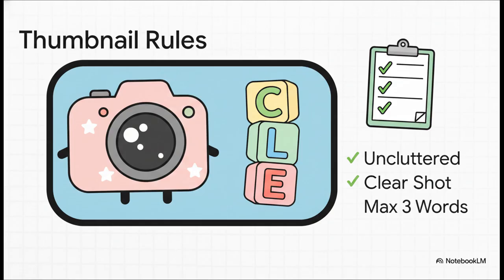And this is the big one. A maximum of 3 words of text. Max! If you're writing a whole paragraph on your thumbnail, you're totally doing it wrong. Let the visual do the talking and let the title provide the context.